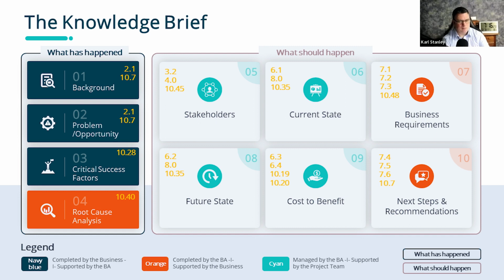And we would analyze what the strategy is for this project. We would write a background statement. We would discover what the problem statement is. We'd look at critical success factors to measure what success would look like in the future. And we'd do a root cause analysis. Once we've done that, we would then be working with our stakeholders. We'd review the current state of the organization. We would do our business requirements. We'd look at our future states, our cost to benefits ratio from what we're changing, and then we'd make recommendations. So this is what business analysts are typically doing in projects.